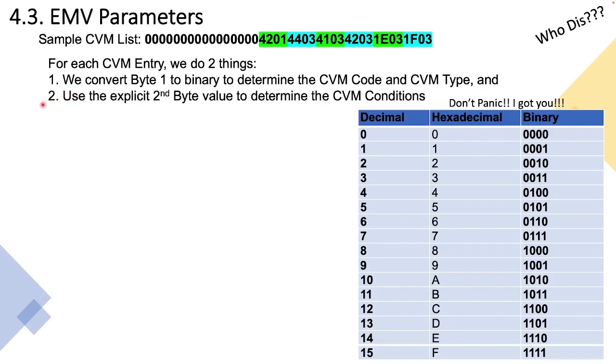The second thing we do is we take this byte 2 and we use it explicitly to determine the CVM condition. Now I know I'm throwing a lot of terms and words at you. Don't stress. We're going to go through this step by step, right? So let's take the first CVM entry, 4201. Okay, we've got 4201.